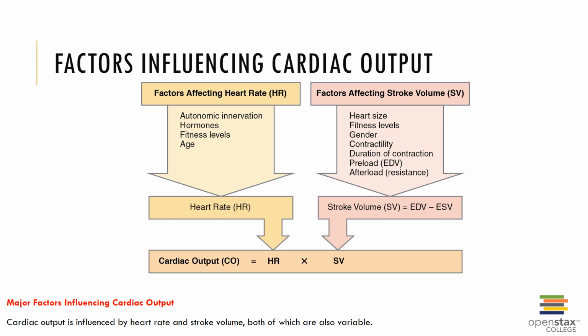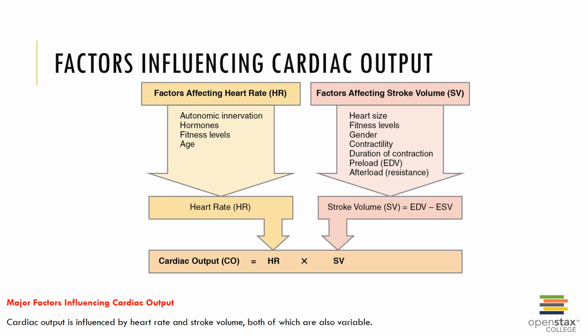As EDV increases, the ventricles must stretch to accommodate the large volume of blood. In other words, greater preload equals greater EDV, which equals greater stroke volume. This is sometimes called the Frank-Starling law of the heart.